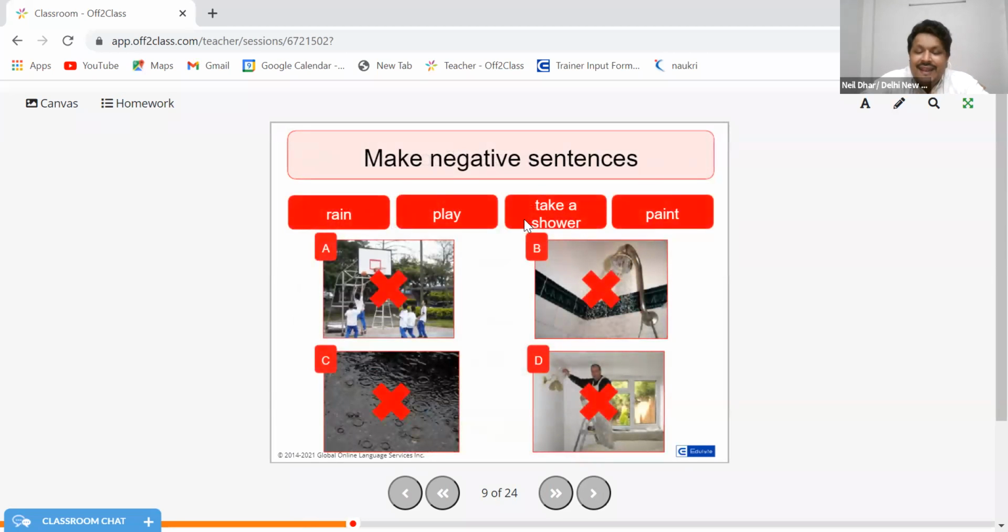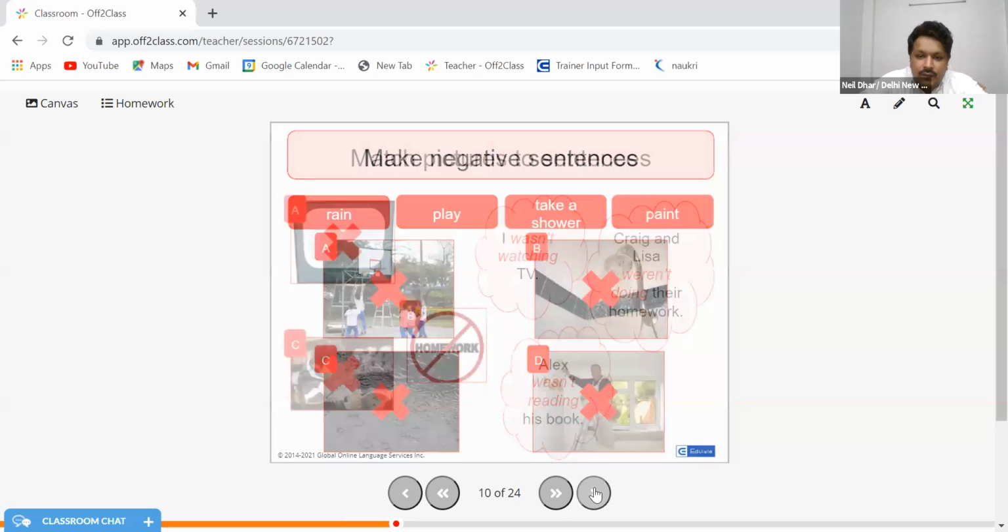Moving on, make negative sentences looking at the picture. They were not playing basketball today. He was not taking a shower. It was not raining yesterday. He was not painting his room. The positive form would be they were playing basketball. He was taking a shower. It was raining yesterday. He was not painting his room.